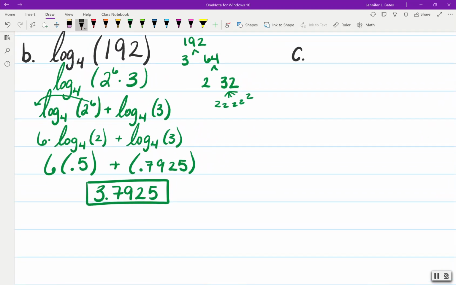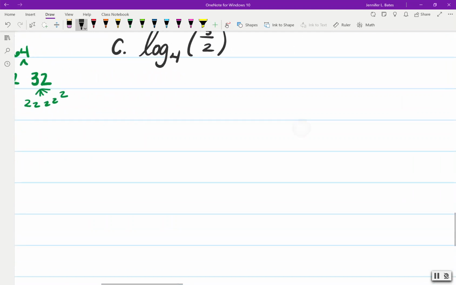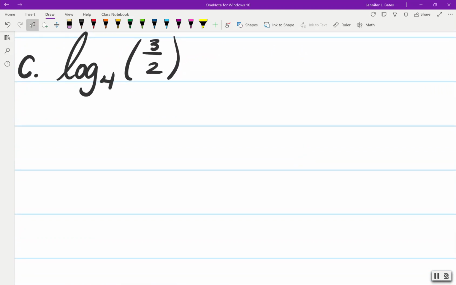Okay, let's try another one. On this next one, they give us log base 4 of 3 over 2. I want you to go try this one on your own. Log base 4 of 3 over 2. It's already broken into 3's and 2's, so go expand it and then estimate it. So I want you to go try this problem. You need to expand the log, substitute in, and estimate.